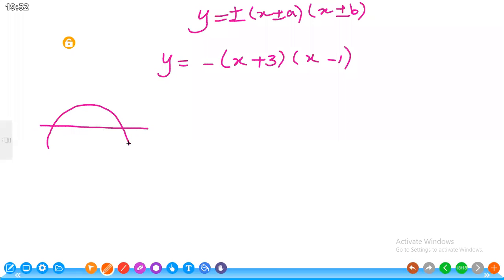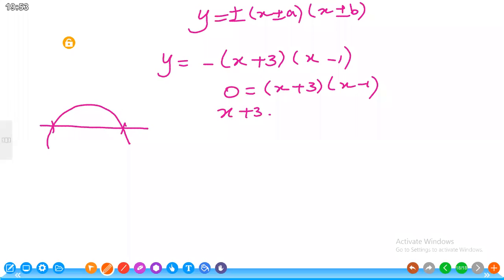Then after, you have to find the points where the graph cuts the x-axis. What are the points? On the x-axis, y is equal to 0. So substitute y equals 0 in this equation. So 0 equals (x plus 3)(x minus 1). As you learned in your grade 10, the solution of this equation is that when the product of these two factors is 0, at least one factor is equal to 0.